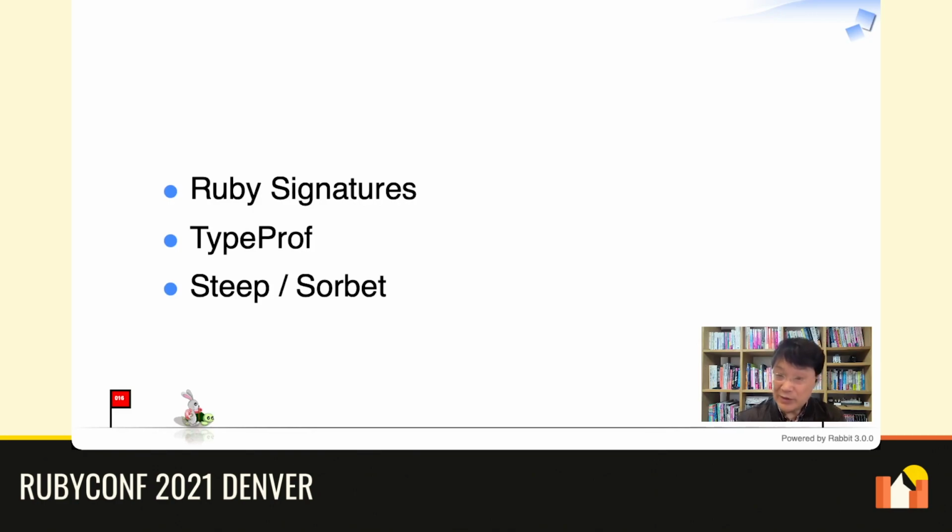So we added several components to Ruby 3 to enable static typing without type declarations. The first one is Ruby signatures. The second one is TypeProf. The third one is the third-party static type checkers like Steep and Sorbet.